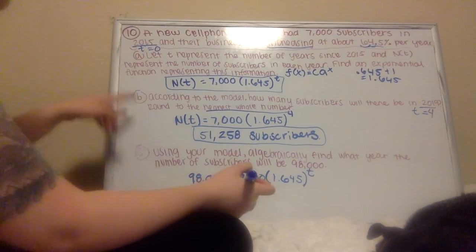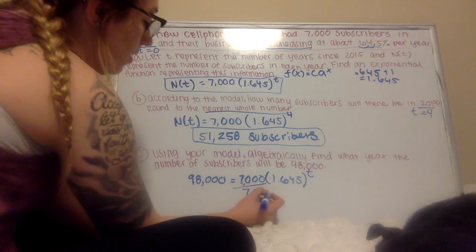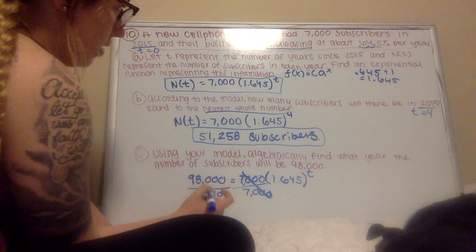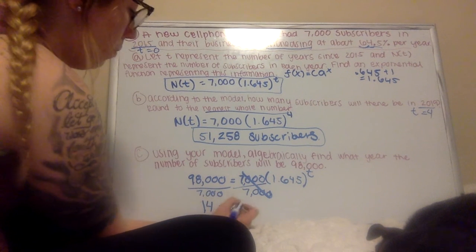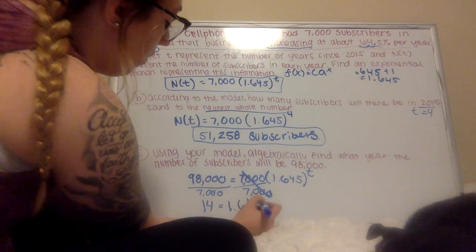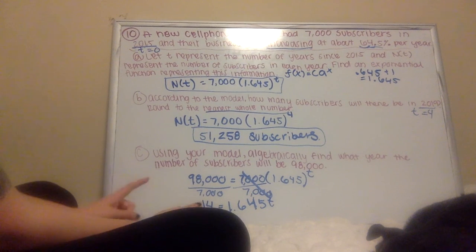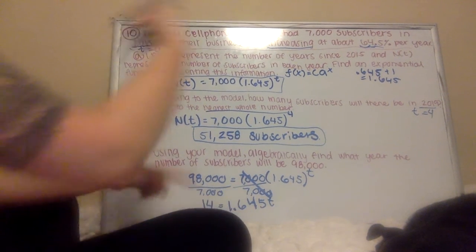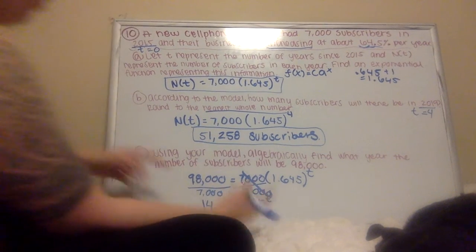First things first, we need to divide both sides by 7,000, which gives us 14. We have 14 equals 1.645 to the T. And we are solving for our T value. Now we need to rewrite this as a logarithm because our T is in our exponent. This was really bad handwriting, this whole line.